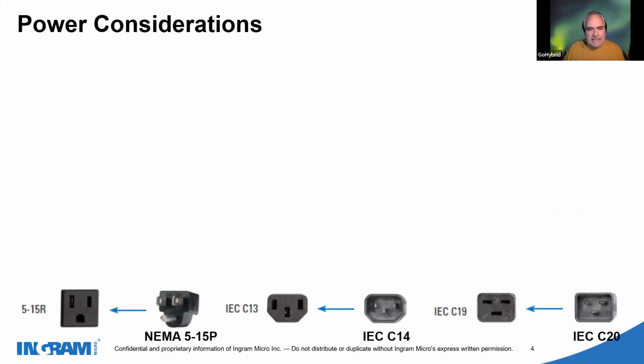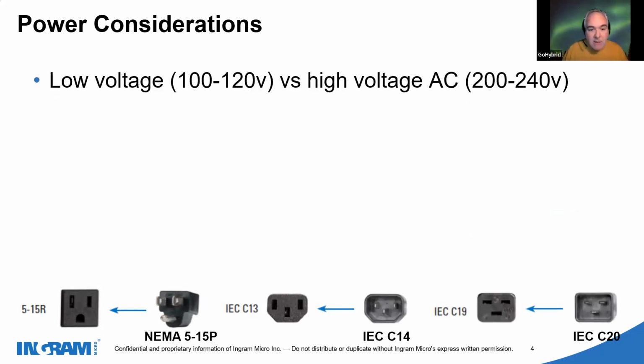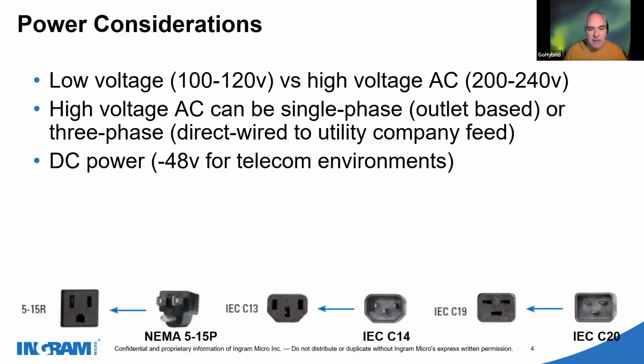When it comes to power in a data center, there's many different things that need to be considered or established first. Most data center equipment runs on alternating current or AC voltage. In the US, we consider 100 to 120 volts to be low voltage, while 200 to 240 volts is considered high voltage. The power supplies in many data center products support either, but that's not always the case.